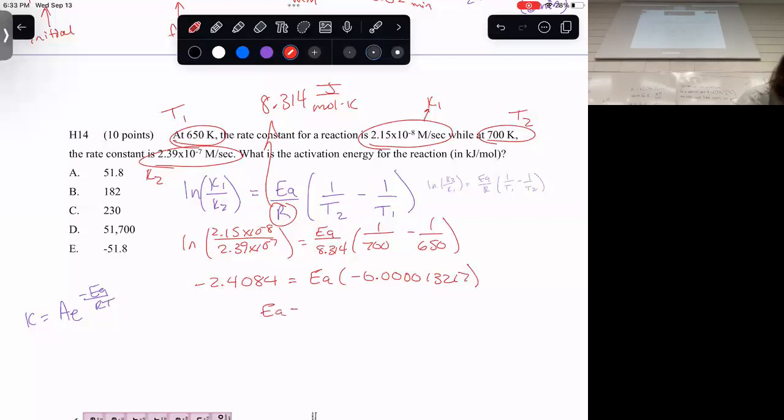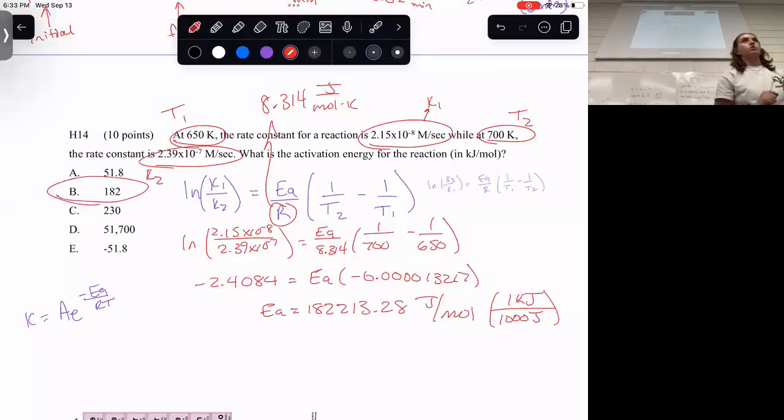So EA comes out to be 182,213.28. What are the units on EA? It's joules per mole. So how do we get to kilojoules? Divide by 1,000. And so we're going to end up with 182 kilojoules.